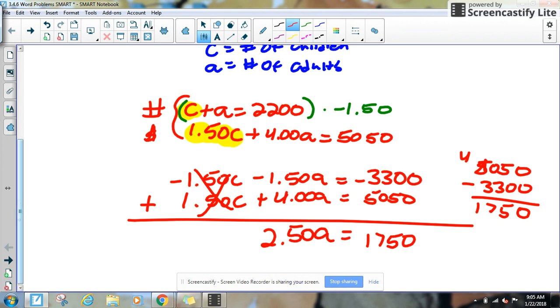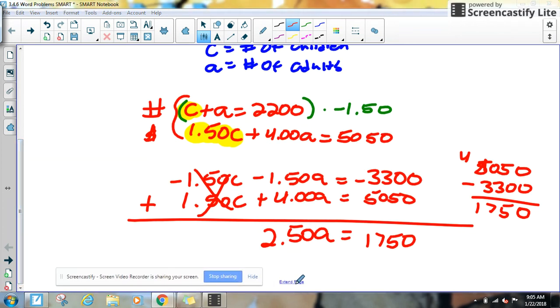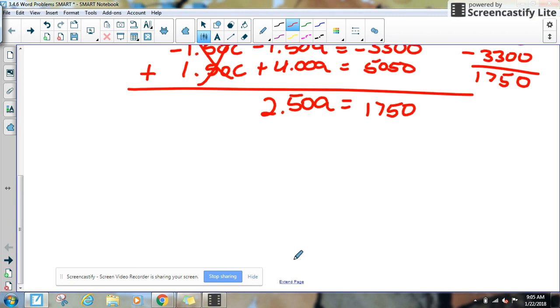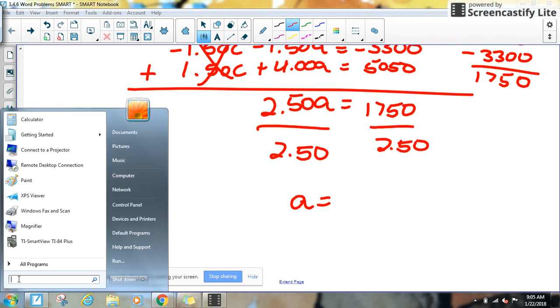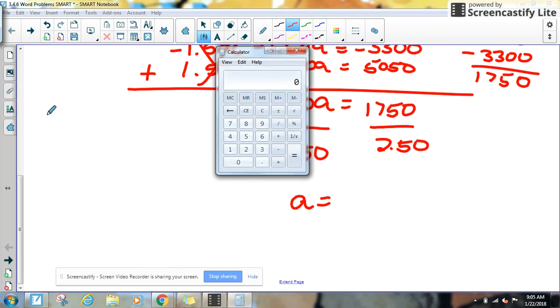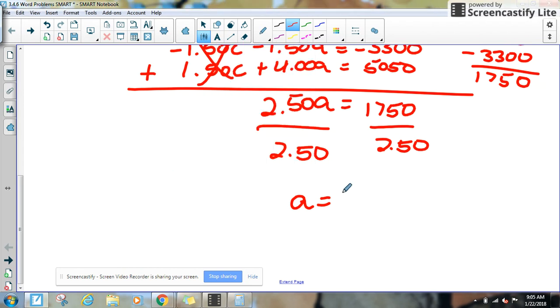Okay? And then we simply divide that by 2.5. And we get A. Divide by 2.5. And we get that A is equal to, so let's just make that quick calculation, that 1,750 divided by 2.5 gives you 700 exactly. That means 700 adults went to the fair that day.